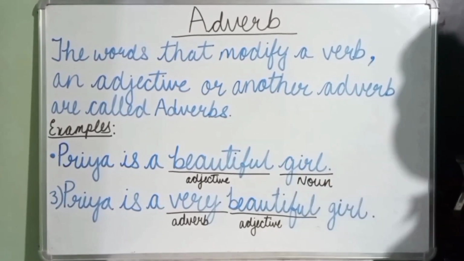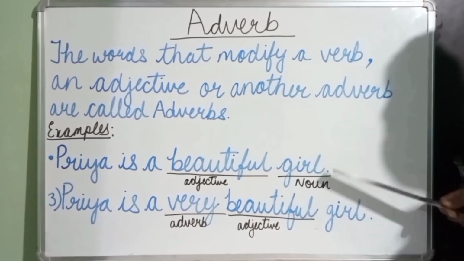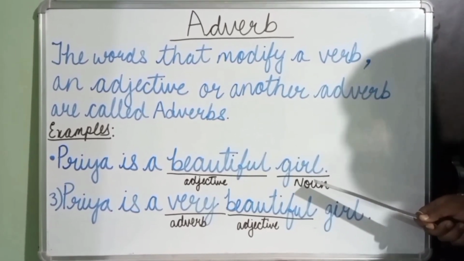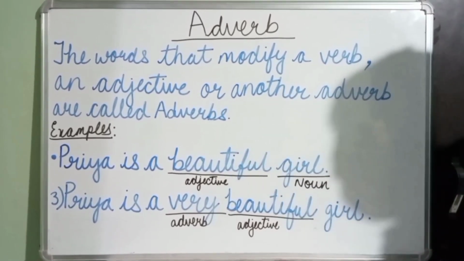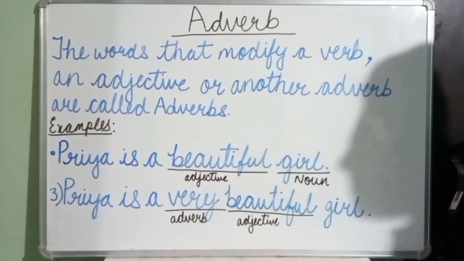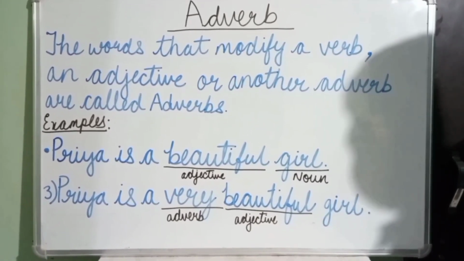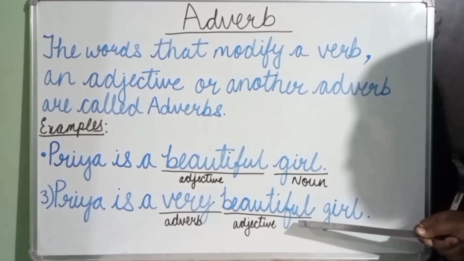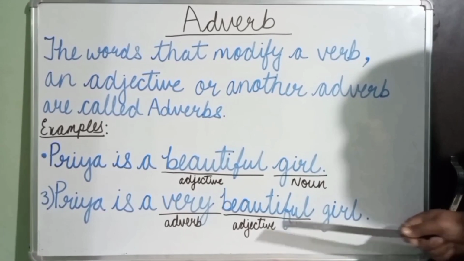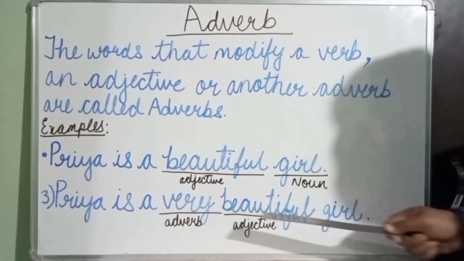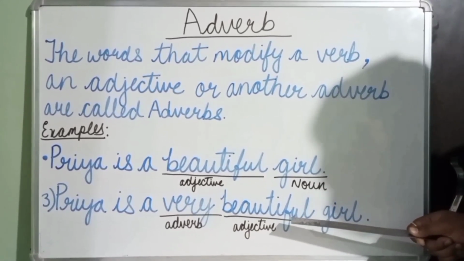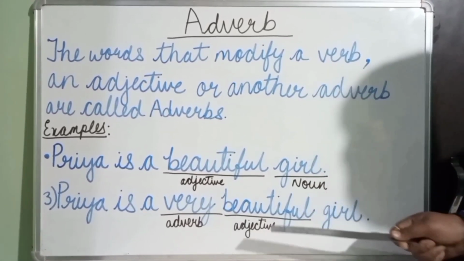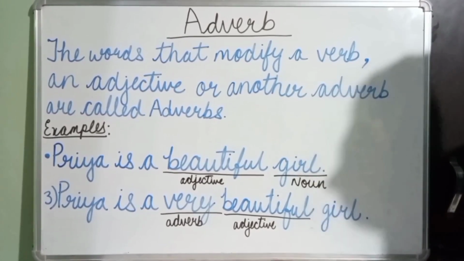Priya is a beautiful girl. Here, girl is noun and beautiful is qualifying a noun, so it is an adjective. Alright, so beautiful is adjective. Now come to example third. Priya is a very beautiful girl. Here, beautiful is already an adjective and the word very is qualifying beautiful. Alright, so very becomes an adverb qualifying another adjective.